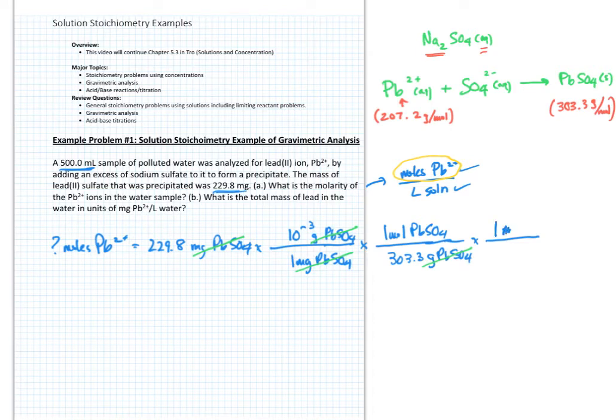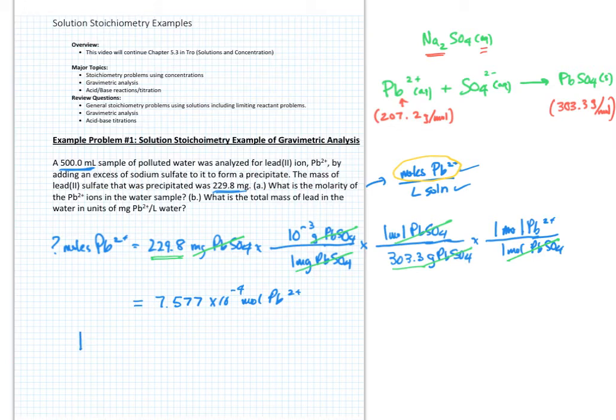So we have 1 mole Pb2+ for every 1 mole PbSO4. That cancels that, and that will give me moles Pb2+. So if we calculate all this out, careful with sig figs here. There's actually 4 significant figures here, 4 significant figures here, so my answer should have 4 significant figures. So 7.577 times 10 to the minus 4 moles Pb2+. That's how many moles of Pb2+ were in the original solution.